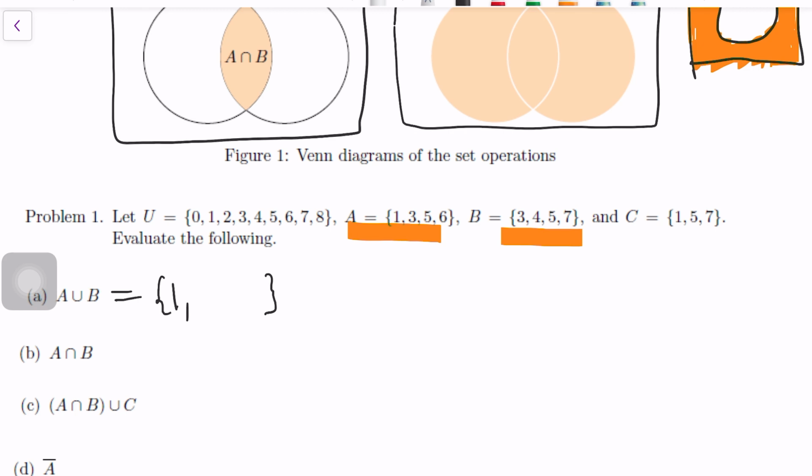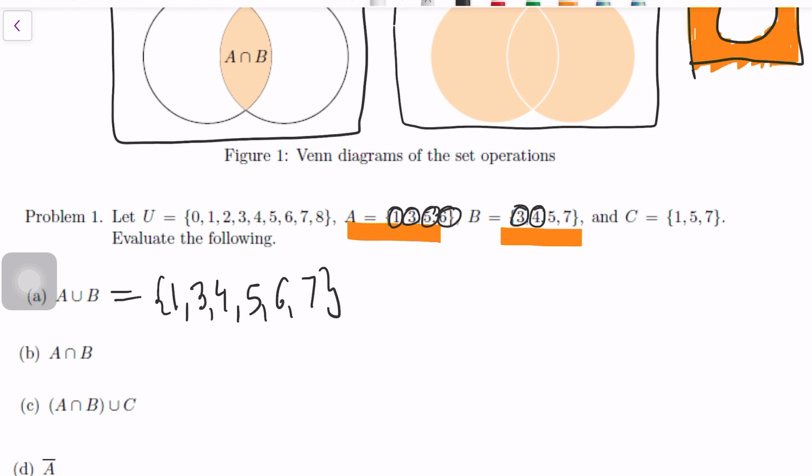So 1, 3, 4, sorry, 1, 3, 4, 5, 6, 7. I'm going to organize them from the smallest to the biggest, right? So I grabbed one from A, 3 is actually in both, then 4 was from B, 5 from A, 6 from A, 5 also from B, but I didn't repeat it twice, and 7 from B, right? So basically, you threw all the elements from A and B into one set.